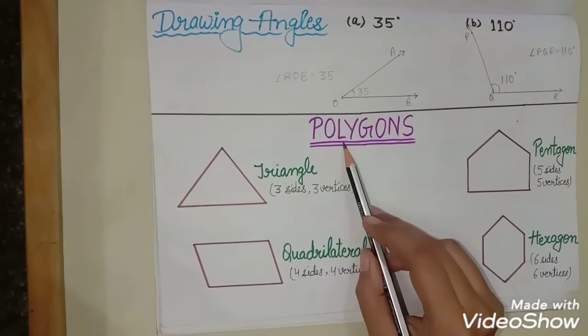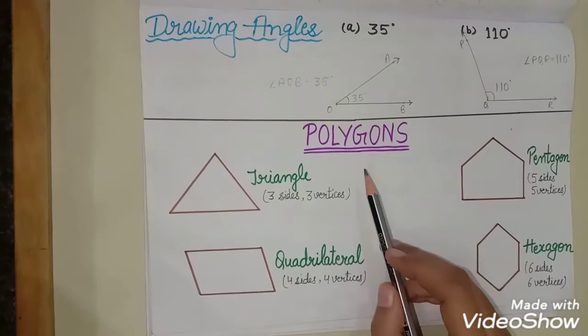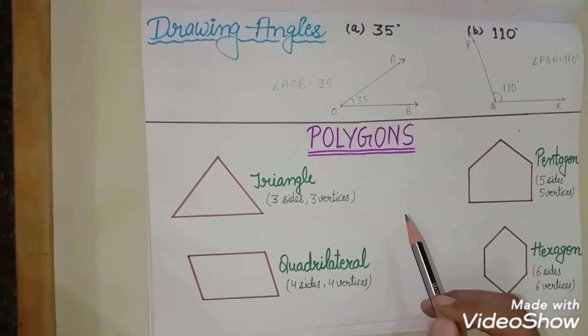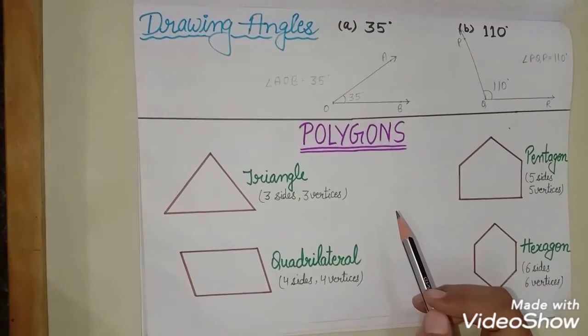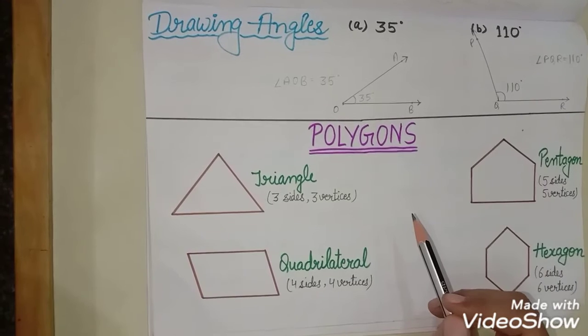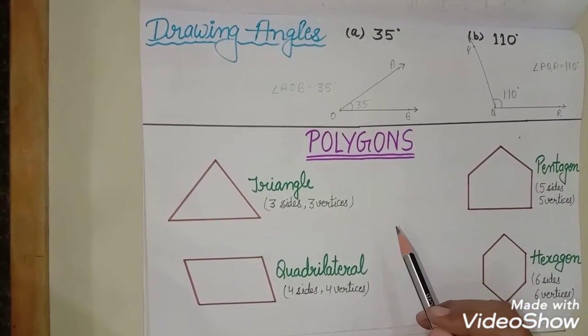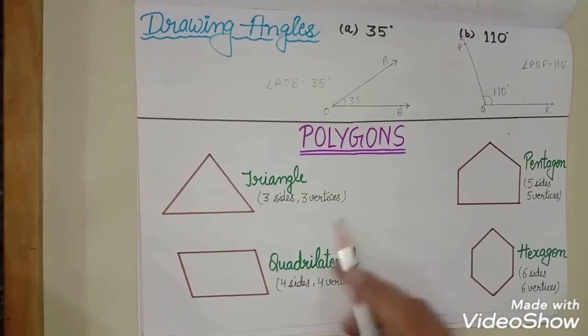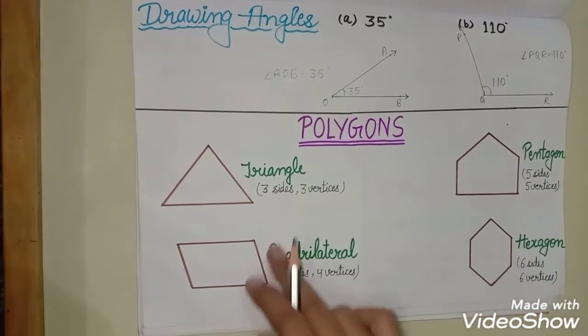Now next concept is polygons. Any closed figure made up of three or more line segments is called a polygon. The line segments that form a polygon are called its sides. Two adjacent sides of a polygon meet at a point called vertex. Here are some types of polygons.